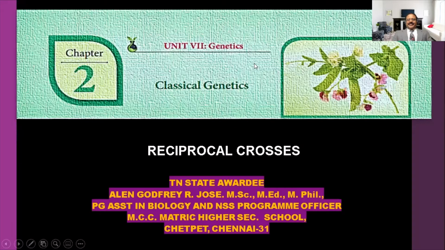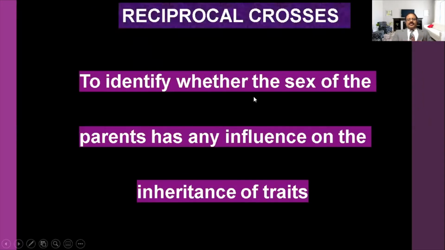Welcome children. In this class, we are going to study about reciprocal cross. Why should we study reciprocal cross first? To identify whether the sex of the parent has any influence on inheritance of traits.